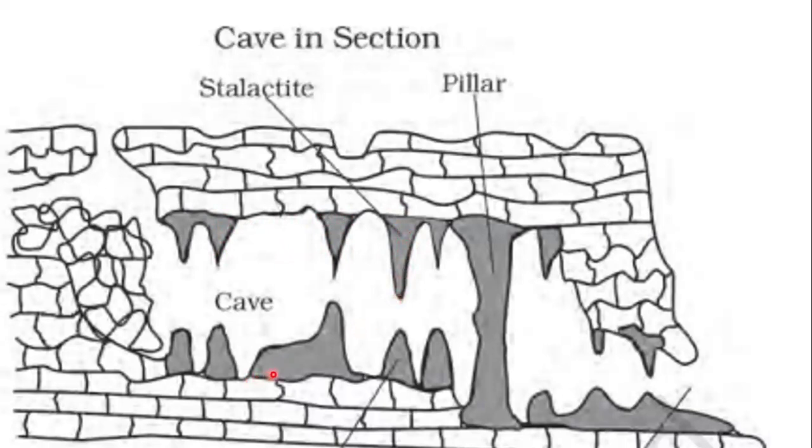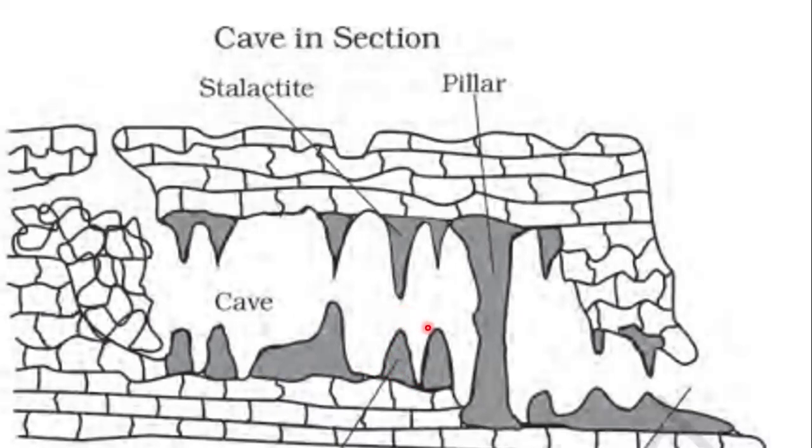Another depositional feature is stalagmites. Stalagmites rise up from the floor of the caves. Stalagmites are formed due to dripping of water from the surface of the stalactites. When the water drips down from the surface of the stalactites, stalagmites are formed on the floor of the cave, rising towards the stalactites.